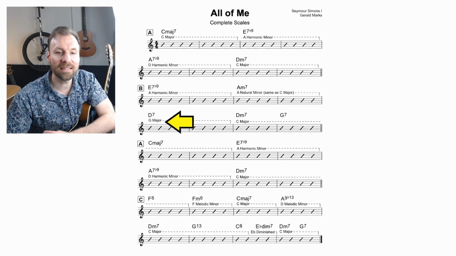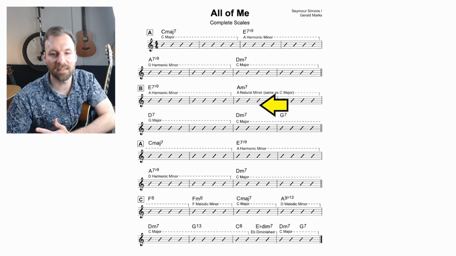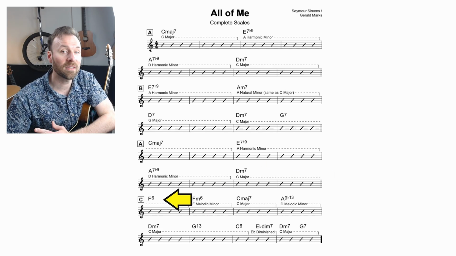Then we go to D7, which is not in the key of C. It is the 5 chord of G major, so G major is the scale. But then we turn it into D minor and we go to G7, and these are just from C major scale. This is from C major scale. Here we have that same thing again, A harmonic minor, D harmonic minor, C major. All of that happened before. This F6 is from C major, so we keep playing C major scale.